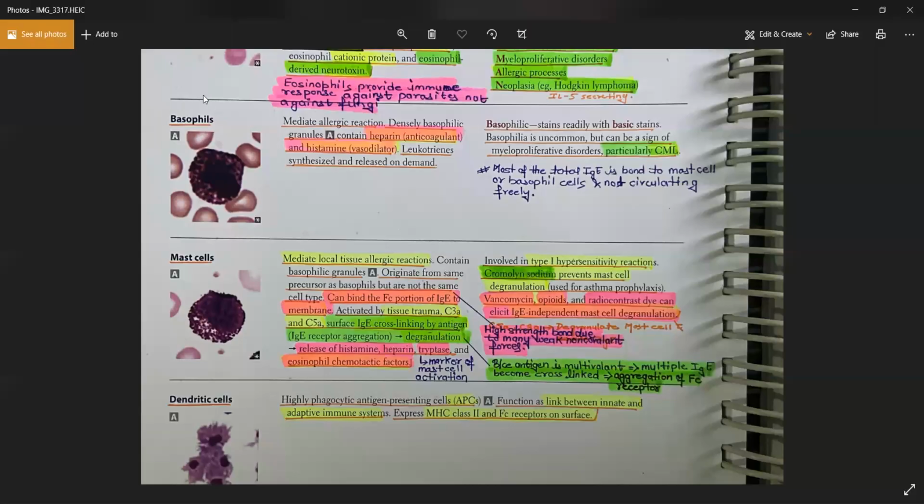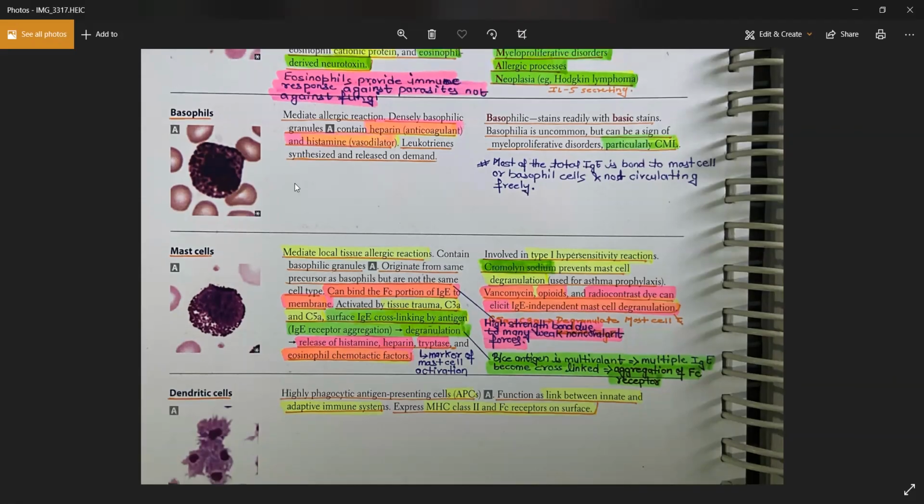Now comes the basophils. Basophils are cells which are in the bloodstream, and they contain heparin and histamine. You know about heparin, which is an anticoagulant, and histamine, which is a vasodilator. They're only present in the blood. Whenever they go to the tissues, they become mast cells. You will have a high basophil count in CML only. Please note that fact. In case of CML, you will have basophilia. In case of Hodgkin's lymphoma, you will have eosinophilia.